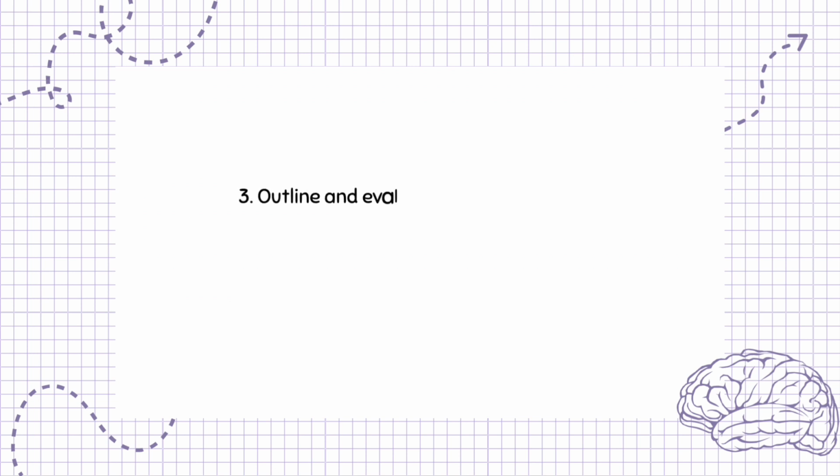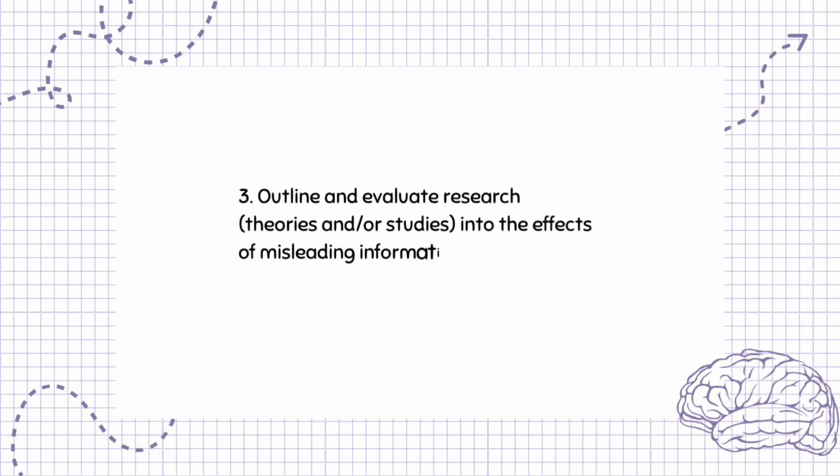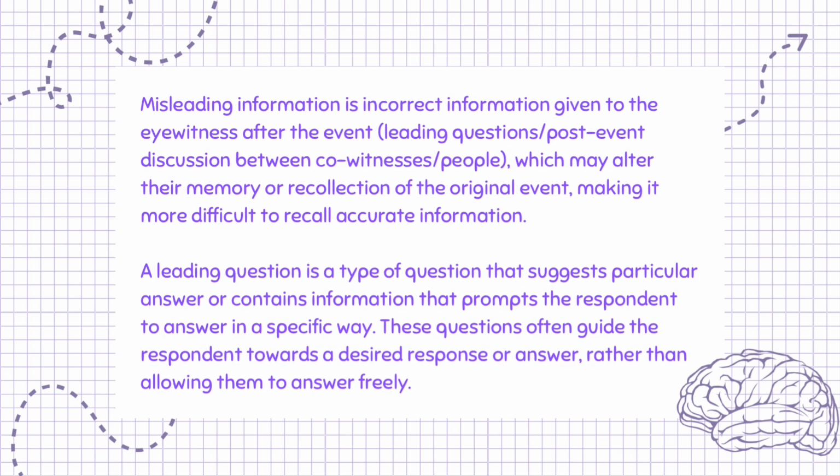Question 3. Outline and evaluate research, theories and/or studies into the effects of misleading information on eyewitness testimony. 16 marks. Misleading information is incorrect information given to the eyewitness after the event, leading questions, post-event discussion between co-witnesses, which may alter their memory or recollection of the original event, making it more difficult to recall accurate information.